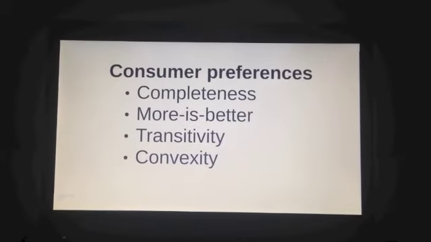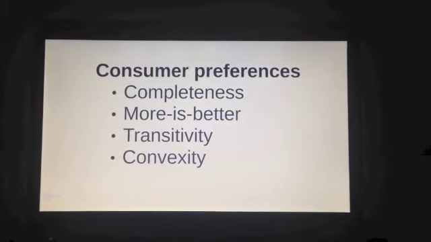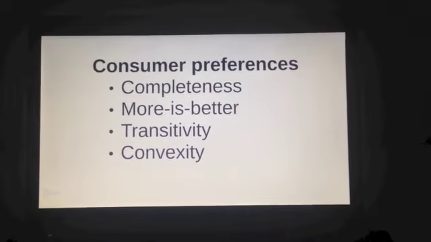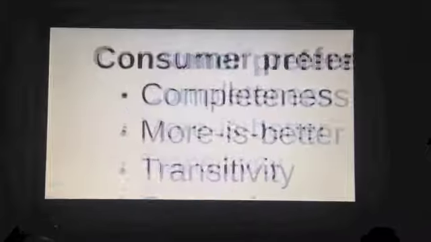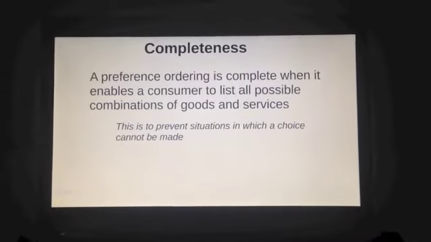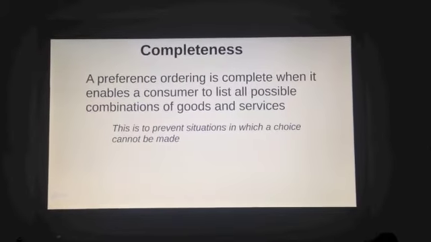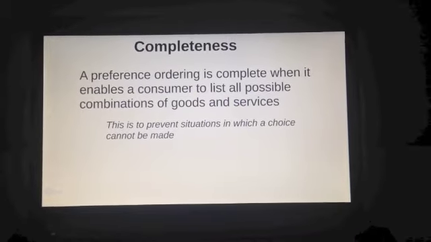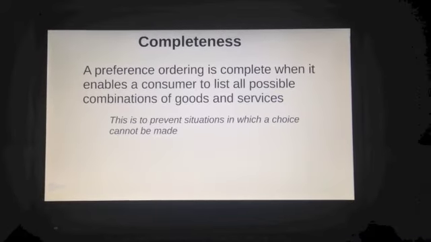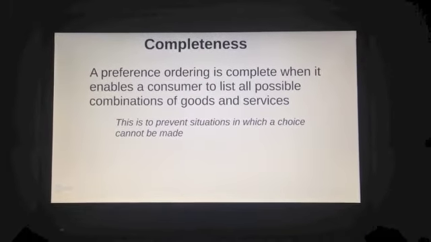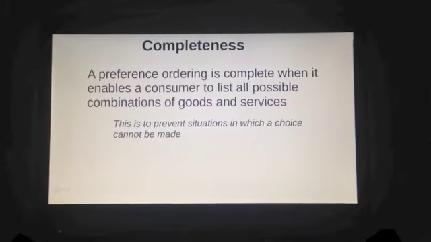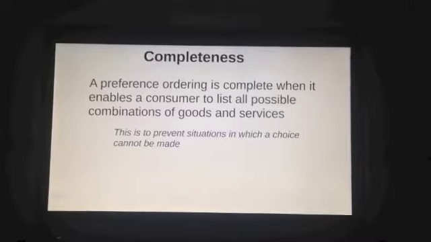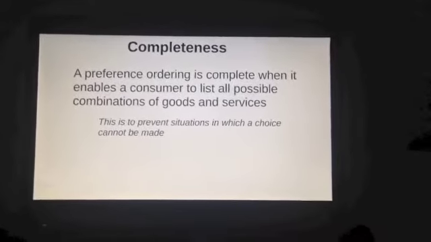Generally, economists assume 4 properties of consumer preferences: completeness, more is better, transitivity, and convexity. Completeness means that a preference ordering is complete when it enables a consumer to list all possible combinations of goods and services, which is to prevent situations in which a choice cannot be made. Of course, it is very hard to obtain a list of all the preferences of consumers. However, for the sake of simplicity of the model, this is generally assumed.